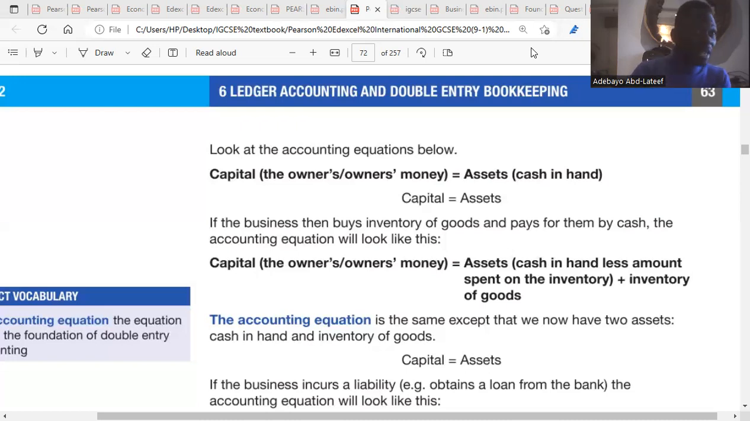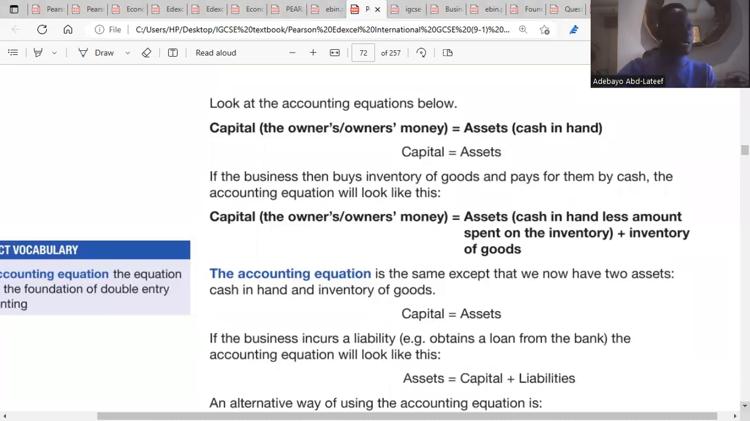We have cash in hand and inventory of goods. Do you get it? At that point in time, capital still equals assets. Any question about that? No. Good. Then the third one. So the accounting equation is still capital equals asset because nothing has changed. The only thing that changed was that we have more assets, which includes inventory.